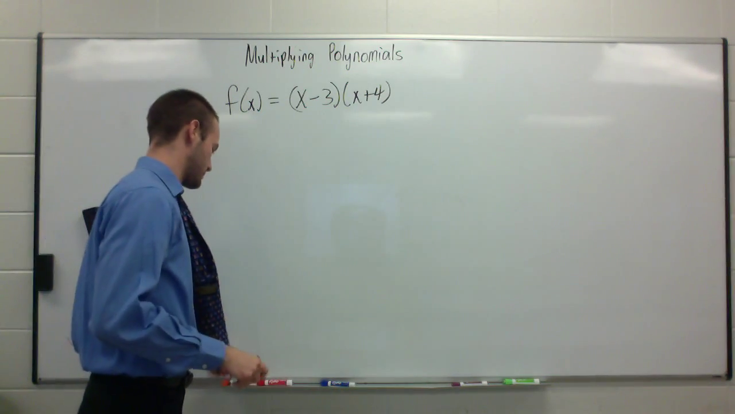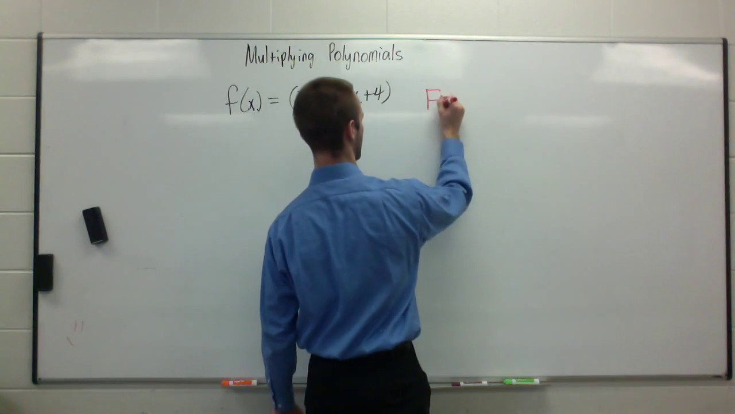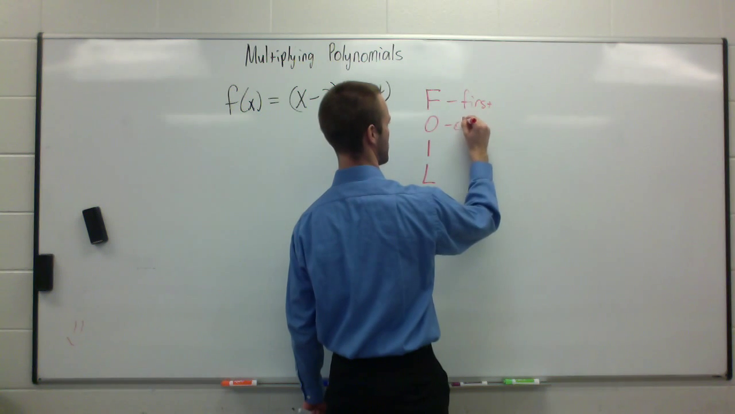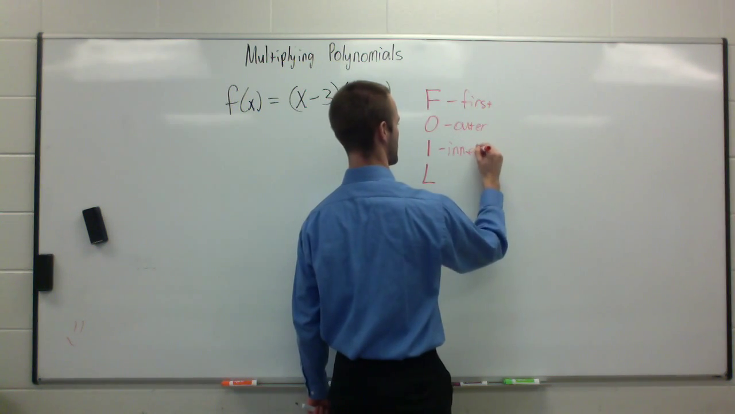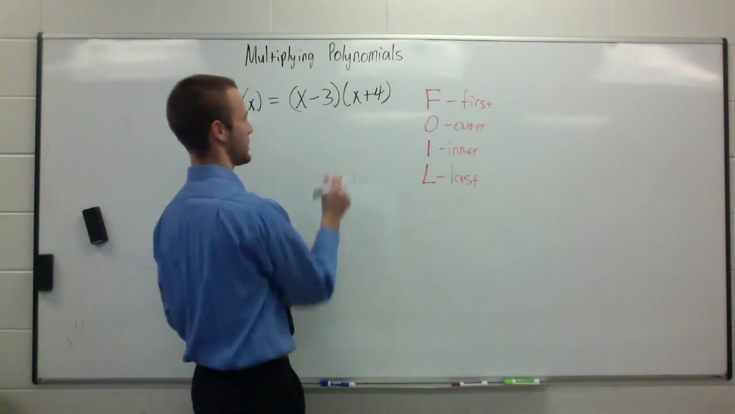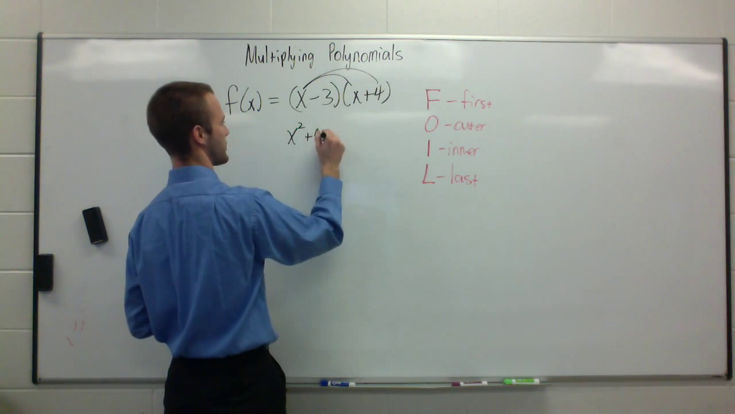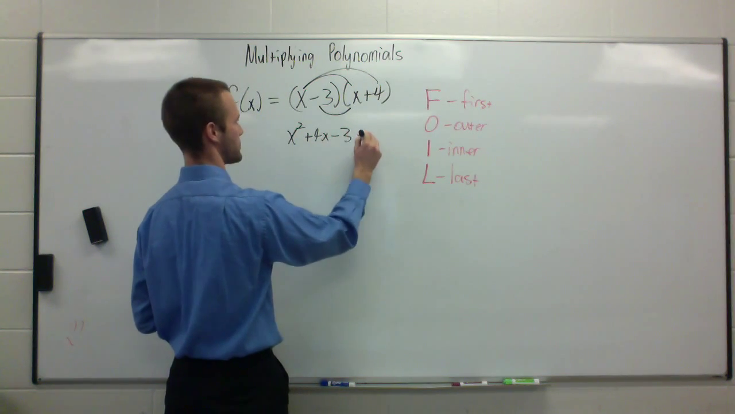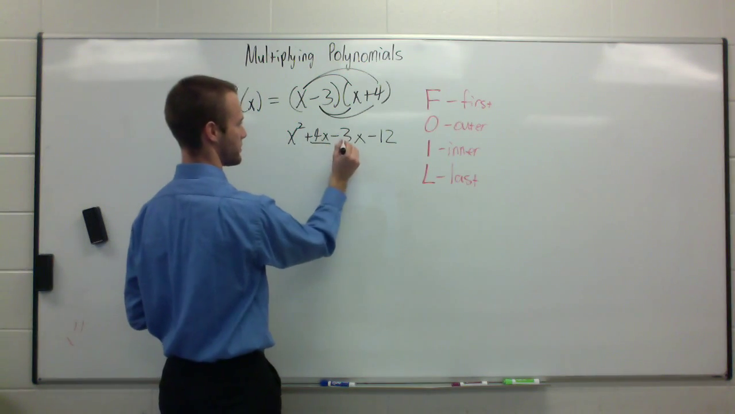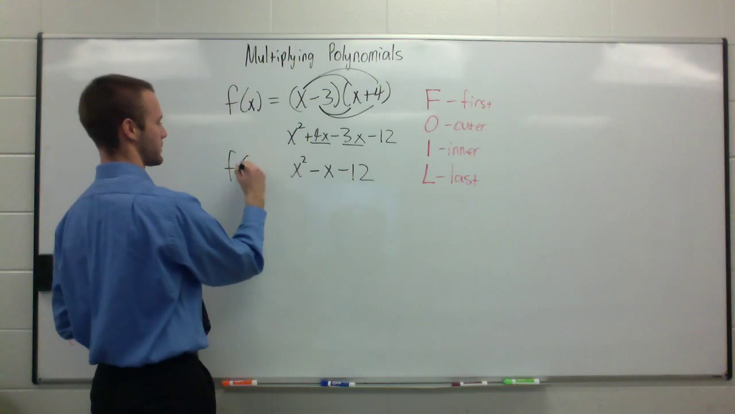Now one way you could do this is using a technique that is colloquially referred to as FOIL. This is where you multiply the first terms and the outer terms, inner terms, and the last terms. And this does happen to work in any case that is a binomial multiplied by another binomial. So x times x gives us x squared, x times 4 gives us plus 4x, negative 3 times x gives us minus 3x, negative 3 times 4 gives us negative 12. Then we combine like terms, so a 4x minus 3x gives us x squared minus 1x minus 12. Remember, if it's a 1x, you don't have to write the coefficient.